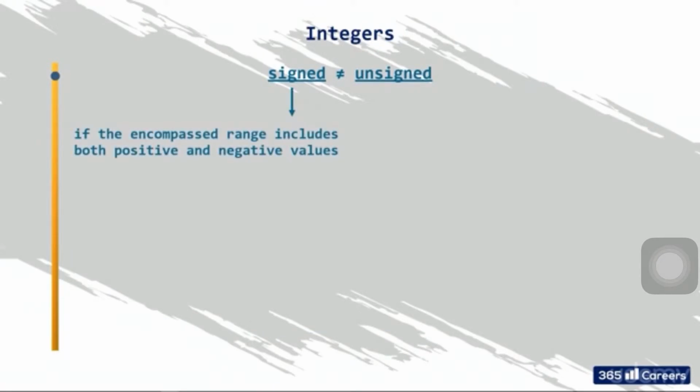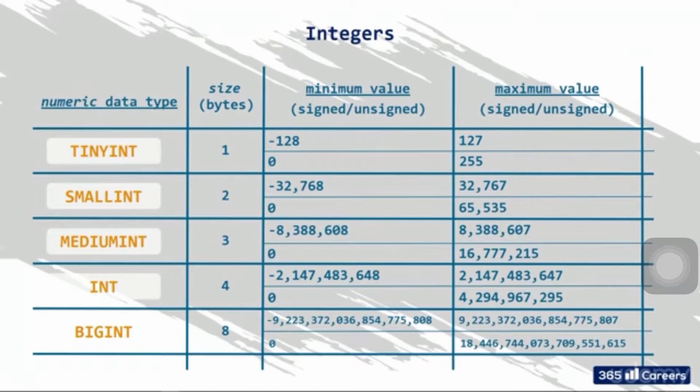If the encompassed range includes both positive and negative values, the latter, of course, being signed with a minus, we are in the signed form of representation. In other words, in the tiny int case, signed refers to the range between minus 128 and 127, both included.